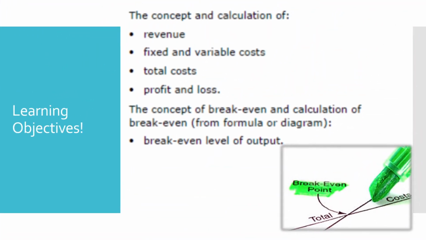So our learning objectives for this lesson are to understand the concept and calculation of revenue, fixed and variable costs, total costs, profit and loss. Then we'll look at the concept of break-even and the calculation of the break-even point. There are two ways that we can look at a break-even point: through a formula or through a graph or a diagram. The break-even point will also give us the level of output, which is how many units the business needs to produce and sell.